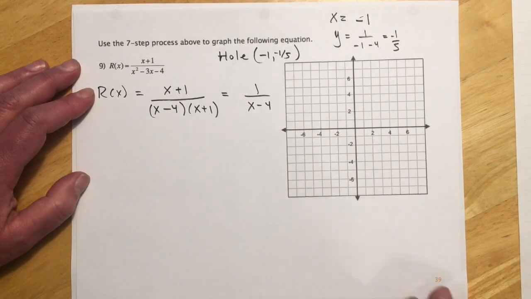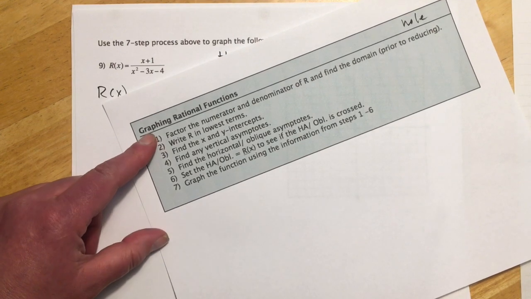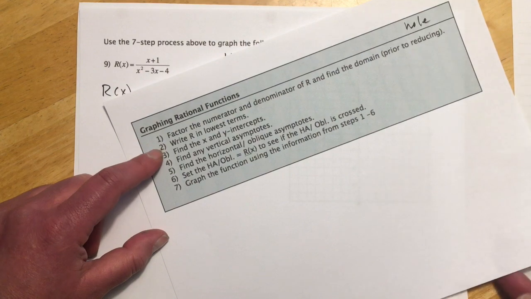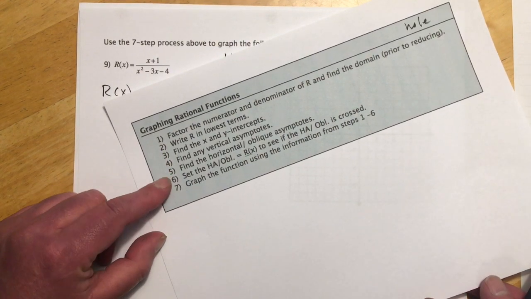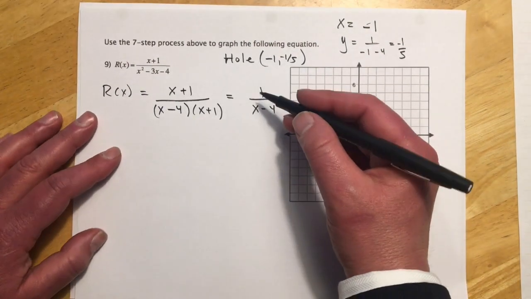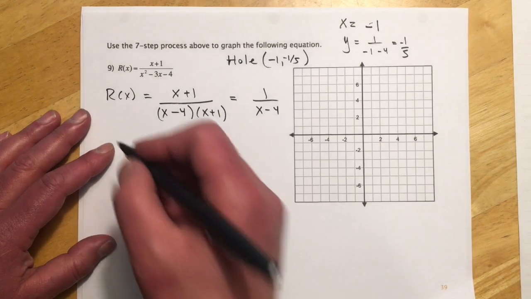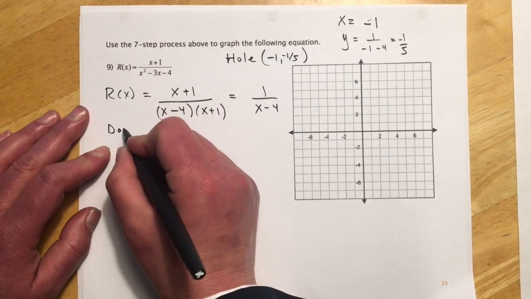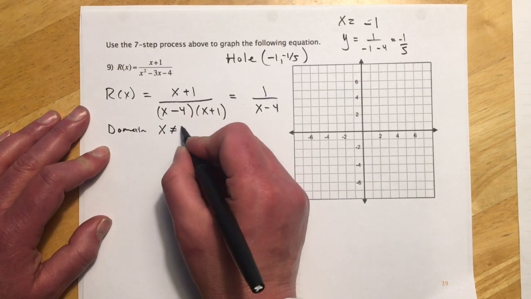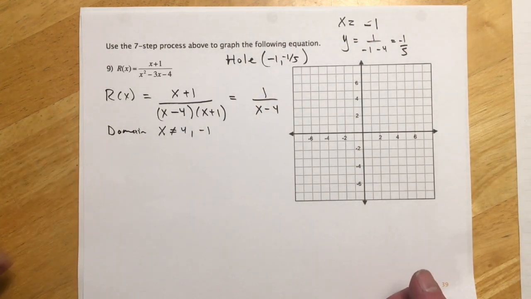And so now we've got our reduced form, and so we can find the rest of this stuff. So I've done step 1, factored it, found the hole if it existed. Step 2, write in lowest terms. And now we're doing x and y intercepts, vertical and horizontal asymptotes, and we're doing that with this reduced one, which is nice. Oh, I didn't actually say what the domain was, I'm sorry. So the domain is x cannot be 4 or -1. -1 is going to be a hole, and then the 4 is going to end up being our vertical asymptote in a second.